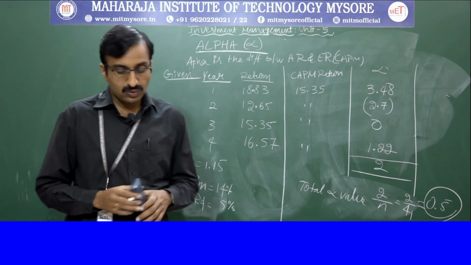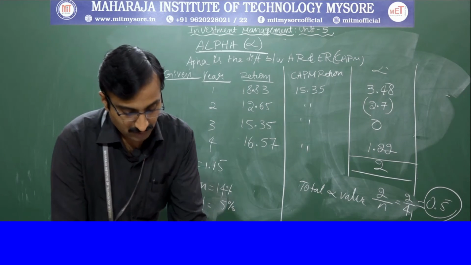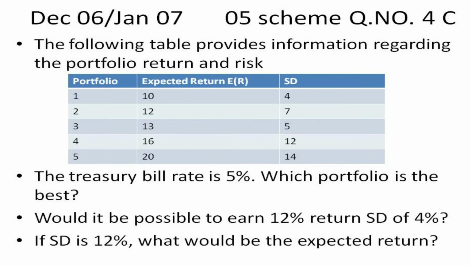So, now I move on to the question paper problem. Moving on to question paper problem. From the question paper, December 2006, Jan 2007, it is 05 scheme question paper, question number 4C, which carries 10 marks. Okay. So, go through that, I will read the problem.